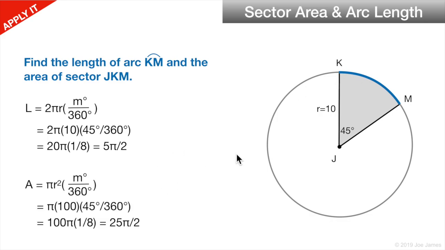Now the area of the sector is pi r squared times m over 360. We're going to plug in r squared. R is 10, so r squared is 100. We multiply this out, we get 25 pi over 2 is the area. That would be in some kind of square units. The area of the gray sector.